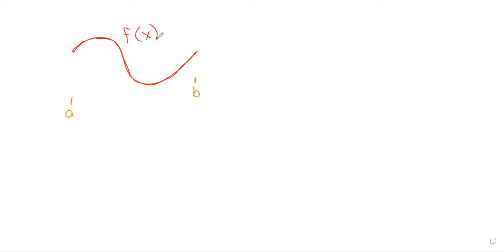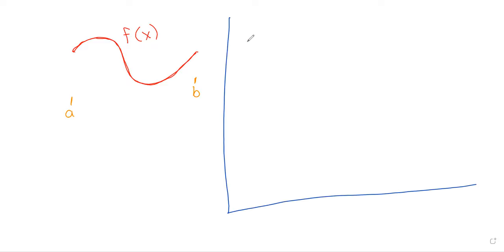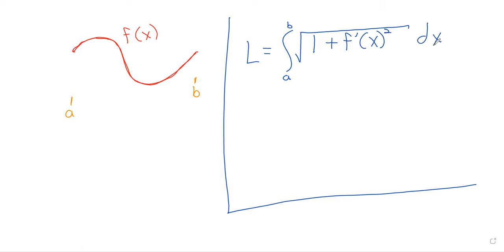Now, putting the formula on the board is easy enough. The arc length is the integral from A to B of the square root of 1 plus the derivative squared dx.